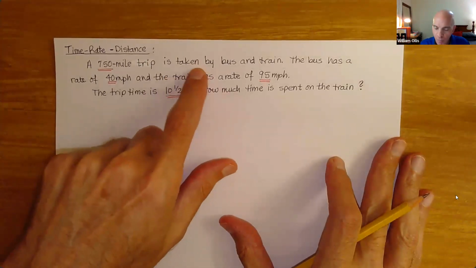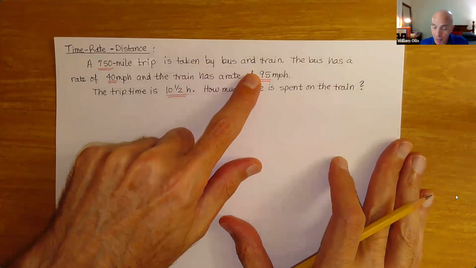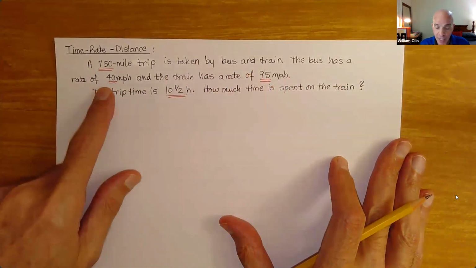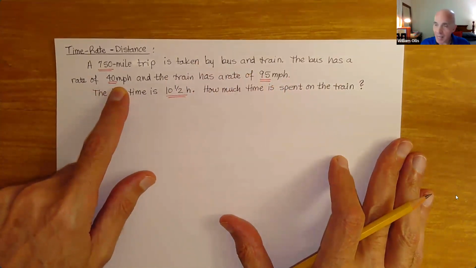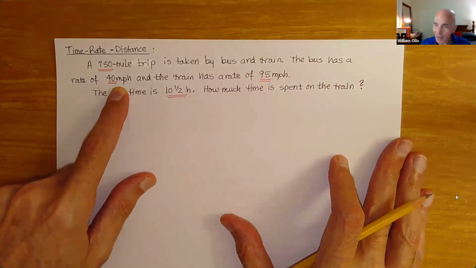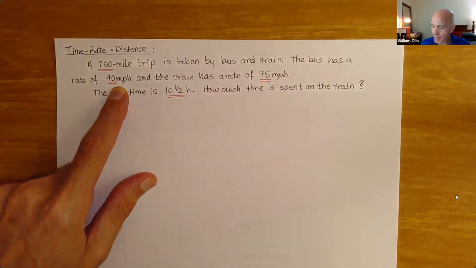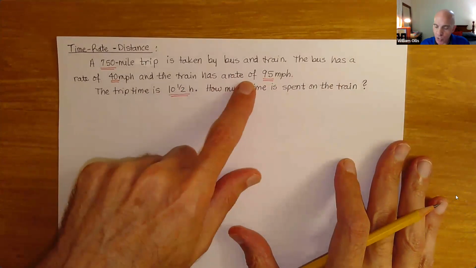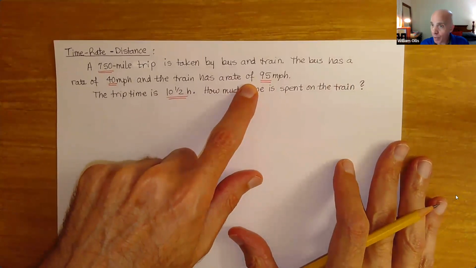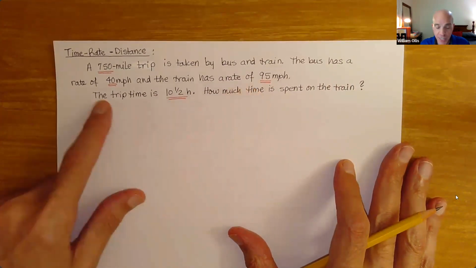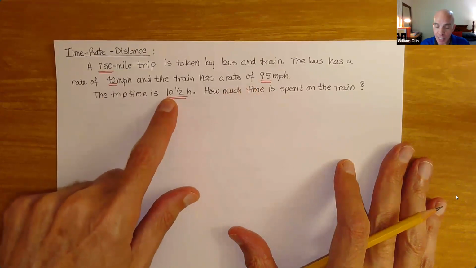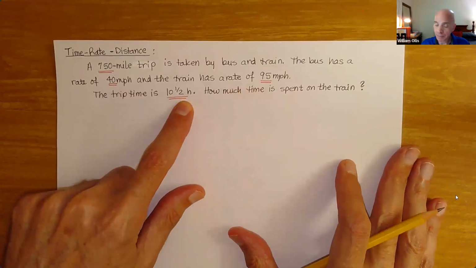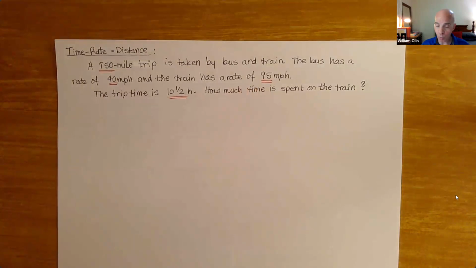So part by bus, part by train. The bus has a rate of 40 miles per hour. Well, that's a scenic trip, right? Not too fast, but a nice scenic trip. And the train has a rate of 95 miles per hour, okay? Then it says the trip time is 10 1/2 hours. So at this point, the question is, how much time is spent on the train?